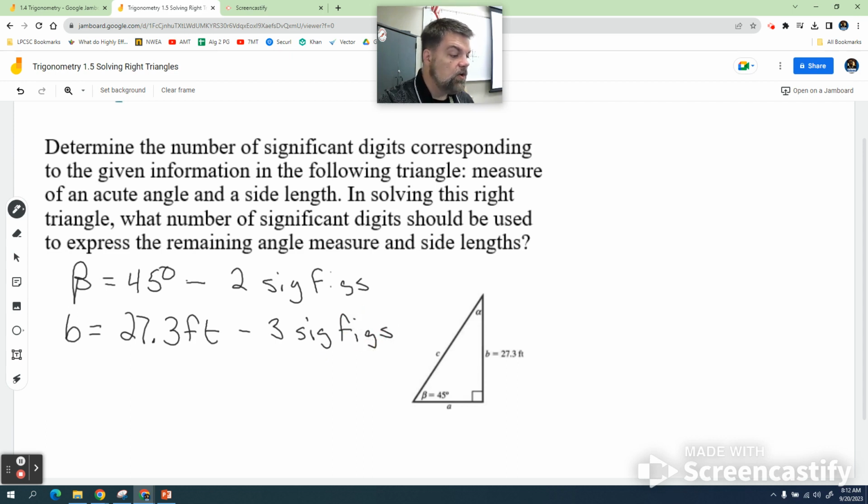Okay, and so when we go to solve this triangle, in other words, if I do a bunch of work and I find this angle and I find this side length and this side length, when I go to do all the math, I'm going to have some decimals. And I need to figure out how many significant figures, or digits I should say. I shouldn't say sig fig, I should say significant digits. That's what the textbook says.